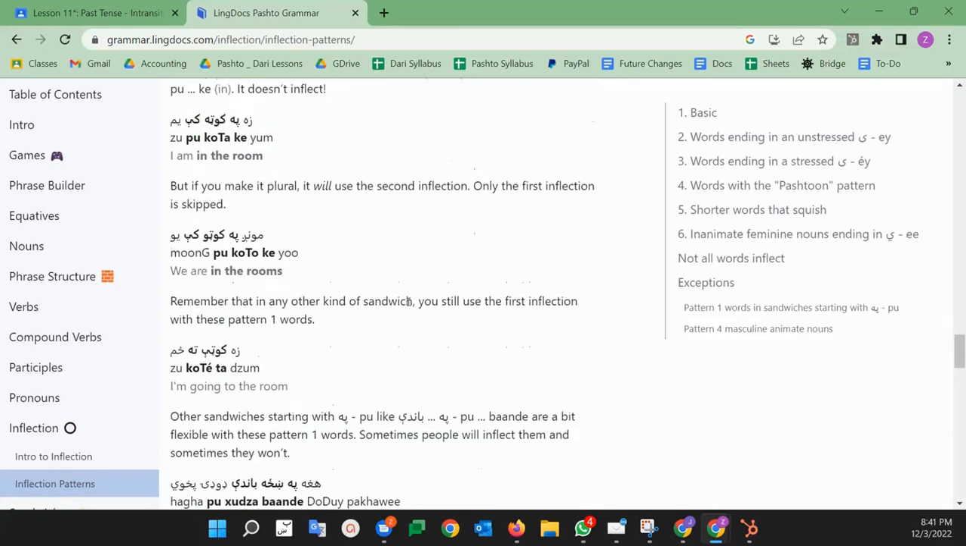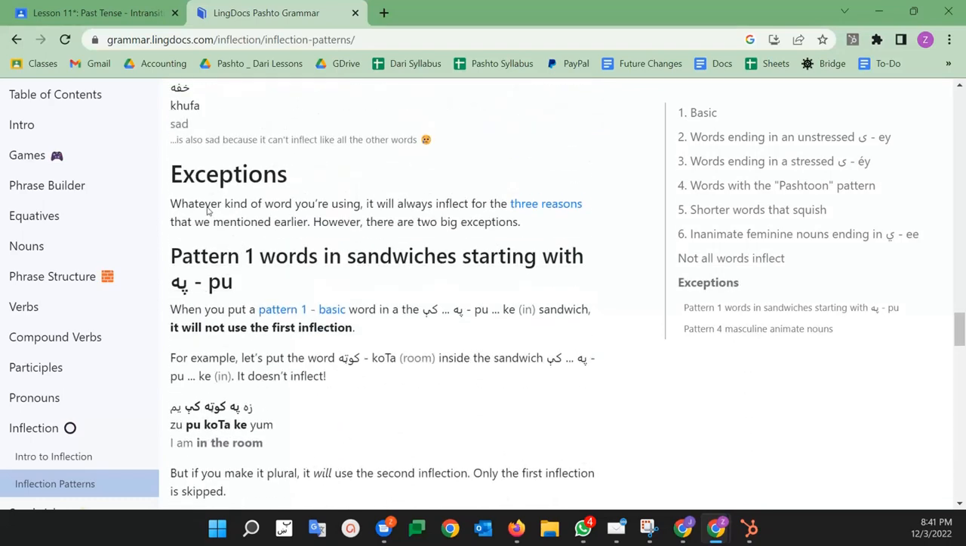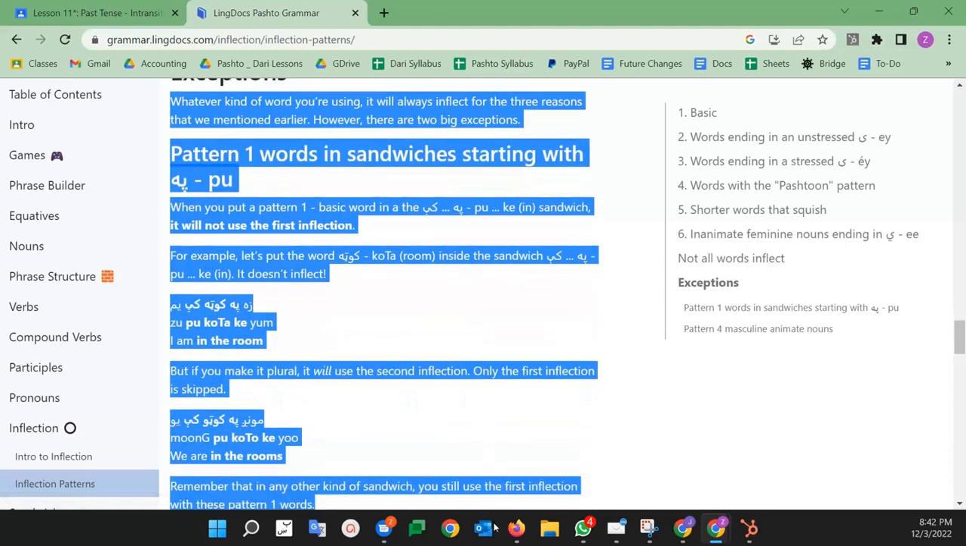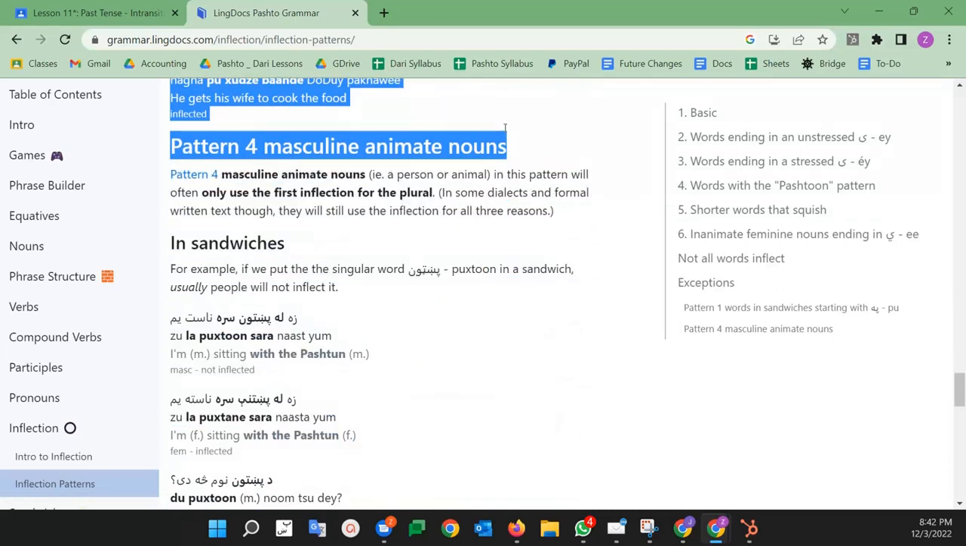And then he has some other exceptions here too. You can read this if you really want to, but if you're already like, wow, that's way too much information, don't worry about the exceptions, and you'll just pick those up later. Okay?